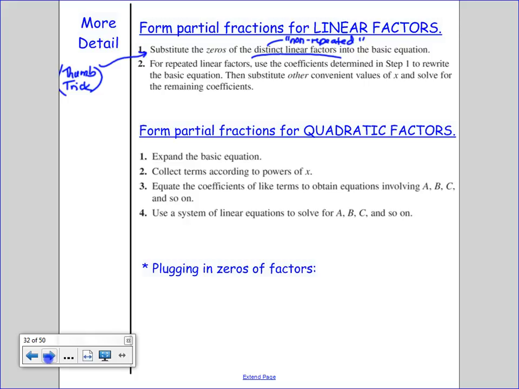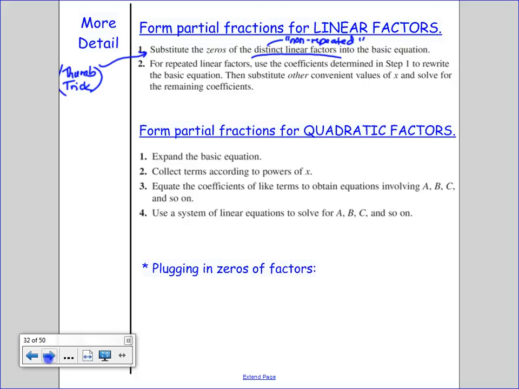And then they say for repeated linear factors, they're trying to show you another shortcut. I'm not really sure if it's all that much of a shortcut. It kind of is. I'll see if I can show you maybe the other shortcut they're trying to talk about. Some of these systems can get kind of messy. We haven't really seen them yet in our notes, but I think some of you guys saw them in homework.